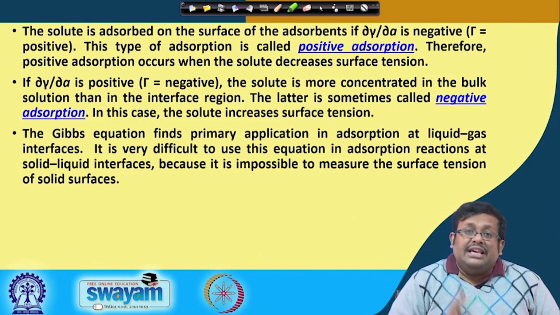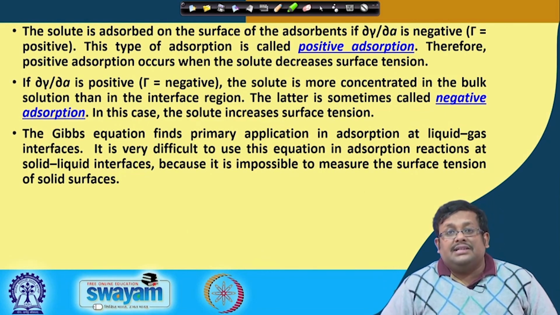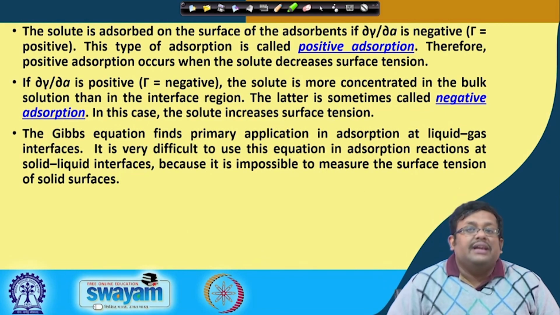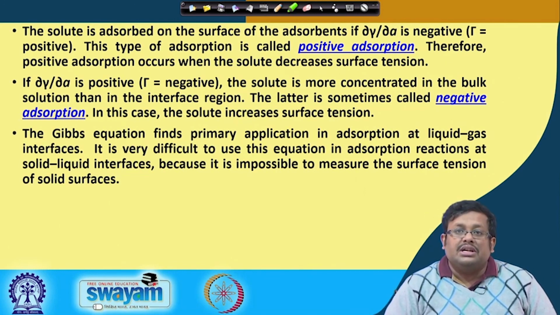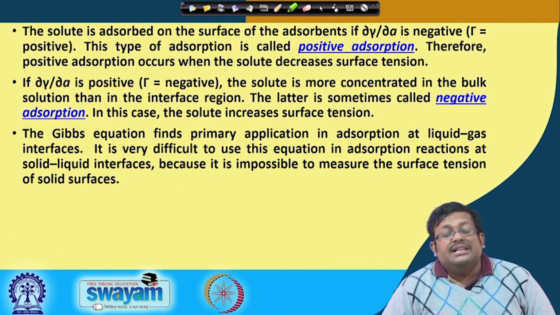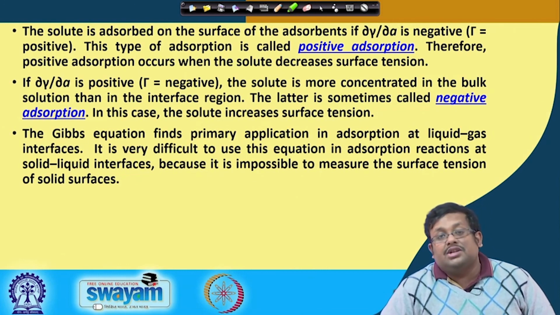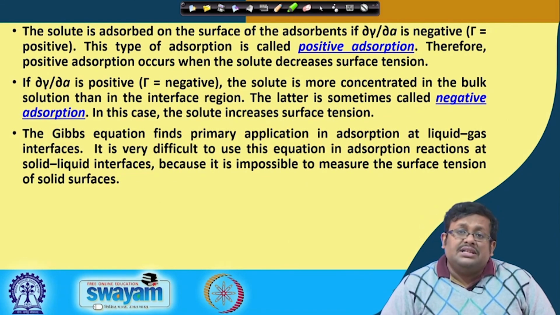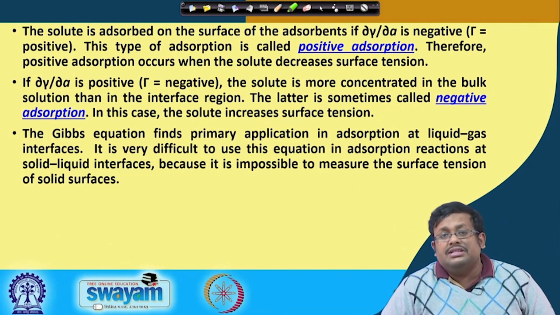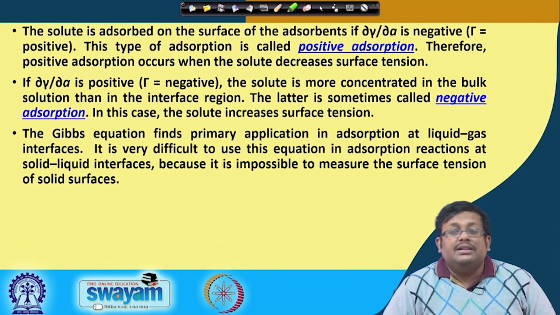And the Gibbs equation finds primary application in adsorption at the liquid gas interface, obviously, and it is very difficult to use this equation for adsorption reactions at the solid liquid interface, because it is impossible to measure the surface tension of the solid surface. It is easy to measure the surface tension at the liquid surface, however, it is impossible to measure the surface tension at the solid surface. So, that is why the Gibbs equation is applicable for adsorption at the liquid gas interface.